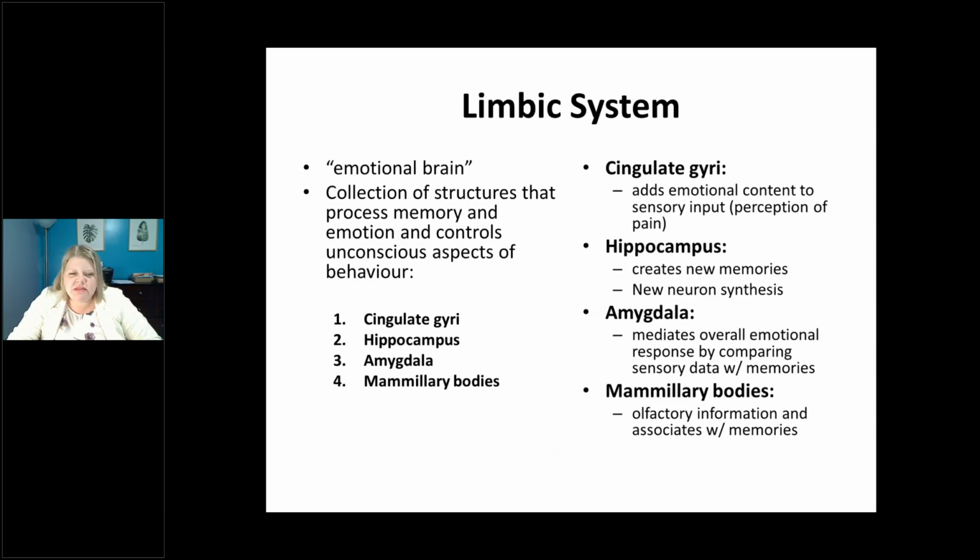The limbic system is our emotional brain. It's a collection of structures that process memory and emotion and control unconscious behavior. The definitions here, I would expect you to know the terms: the cingulate gyri, hippocampus, amygdala, and mammillary bodies may be testable. The cingulate gyri is adding an emotional content to sensory input and that perception of pain.